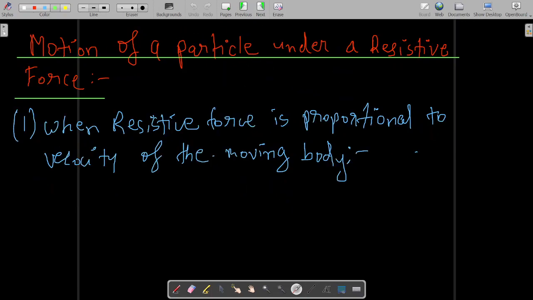Motion of a particle under a resistive force. Now let us understand this. When the resistive force is proportional to the velocity of the moving body, then what happens? So let us understand the motion of a particle under a resistive force. Now what is a resistive force? You must know this, that we have till now ignored air resistance. But you must be knowing that air resistance also acts in real life situations.